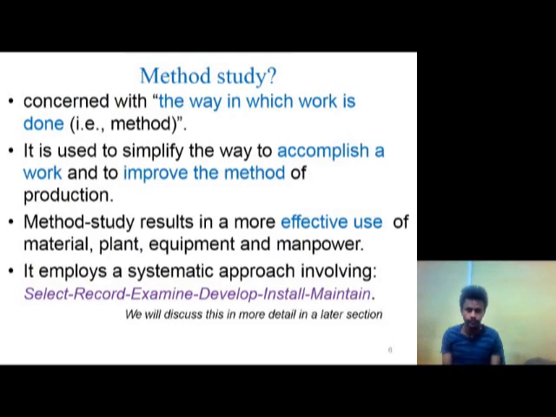And of course, method study has its own steps. We will discuss them in detail in chapter 4, in a later session, starting from the selection of a particular task until we reach maintaining the activity. But in general, we can conclude that method study is the way in which the work is done.